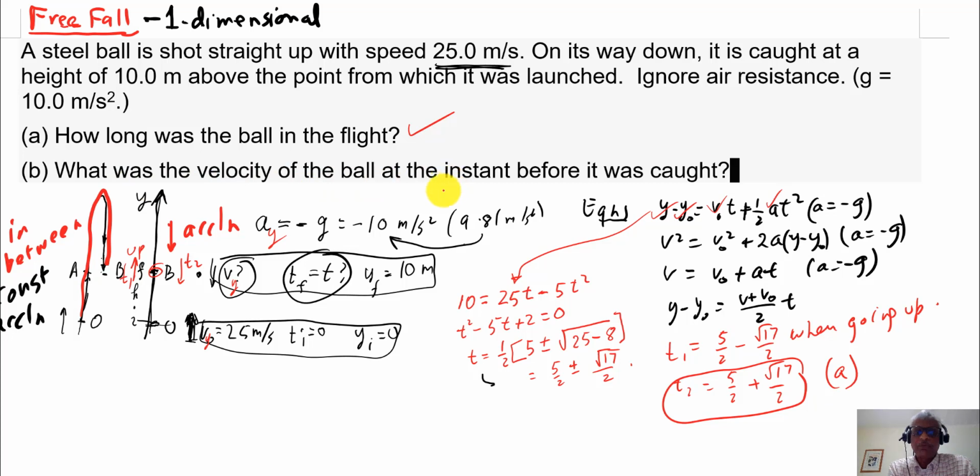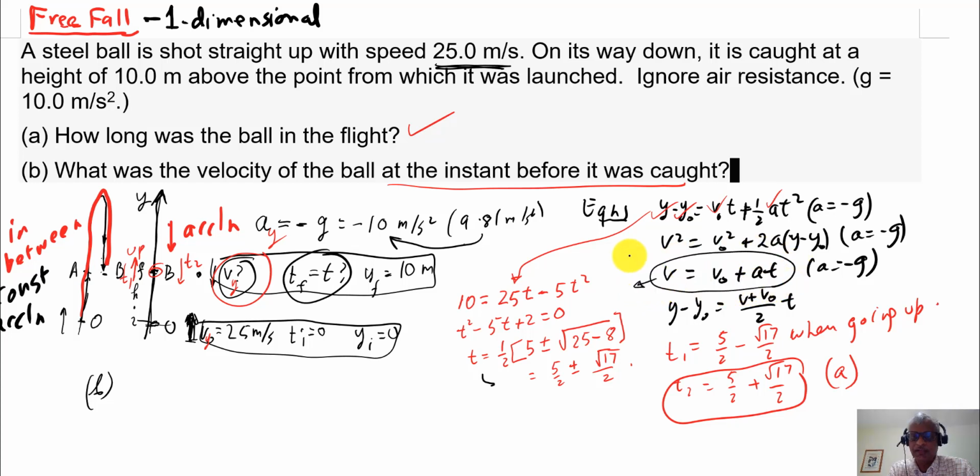How about what is the velocity of the ball? So this is the next question, right? At the instant before it was caught. Of course, after getting caught it is 0, and many people confuse that. This question is asked just before it hit your hand. So going with that, we can try to do B. Maybe this is the easiest one.